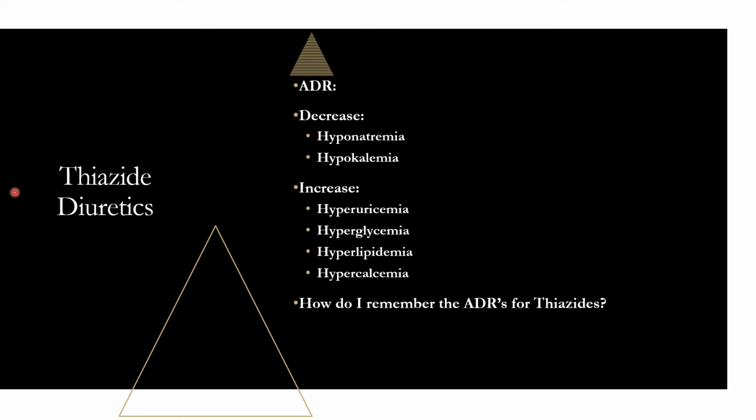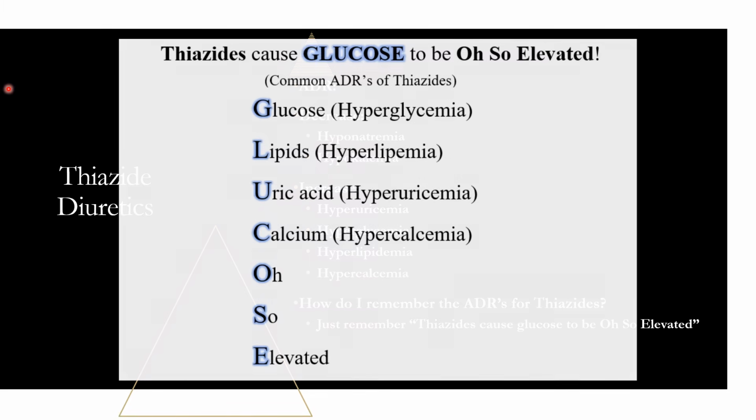Now, how do you remember the ADRs for thiazide? So I want you to remember the sentence, thiazides cause glucose to be oh so elevated. So you remember hyperglycemia was one of them. And this is what I have for you. So what does glucose stand for? It stands for glucose, hyperglycemia, lipids, hyperlipidemia, uric acid, hyperuricemia, calcium, hypercalcemia, and then oh so elevated.